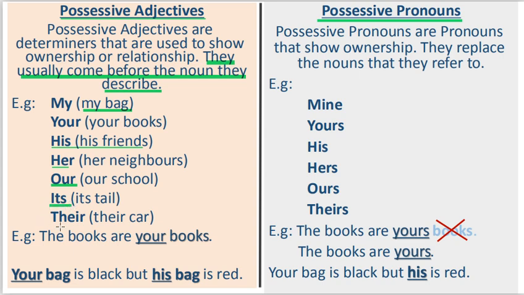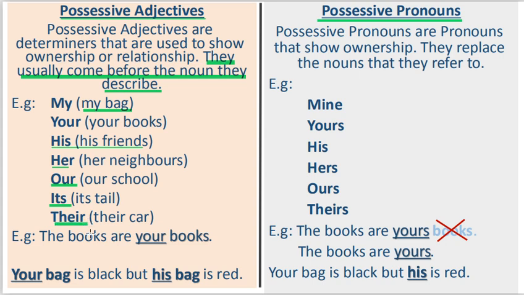Take note that this possessive adjective does not have an apostrophe. It is ITS, not IT apostrophe S. IT apostrophe S actually means it is a contracted form of it is. So take note, as a possessive adjective, it is ITS, not IT apostrophe S. And we have their, as in their car.